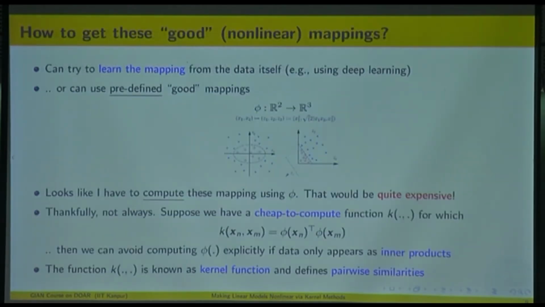Right. Now, as I said, with every kernel function k, you get a mapping phi in an implicit way. So let's look at an example of this kernel function, and let's see what the phi mapping looks like for that kernel function.